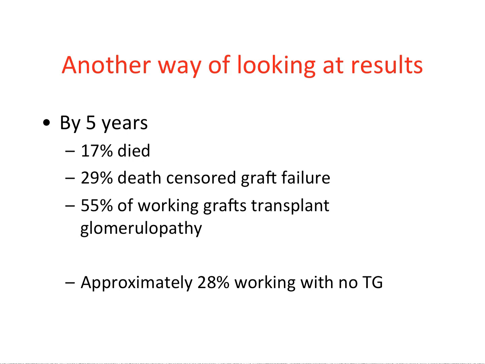Now, I choose to cut these results a different way. By 5 years, 17% of the patients had died, 29% had death-censored graft failure, and 50% of what was left had transplant glomerulopathy. So you've only really got a third of patients without transplant glomerulopathy by 5 years.